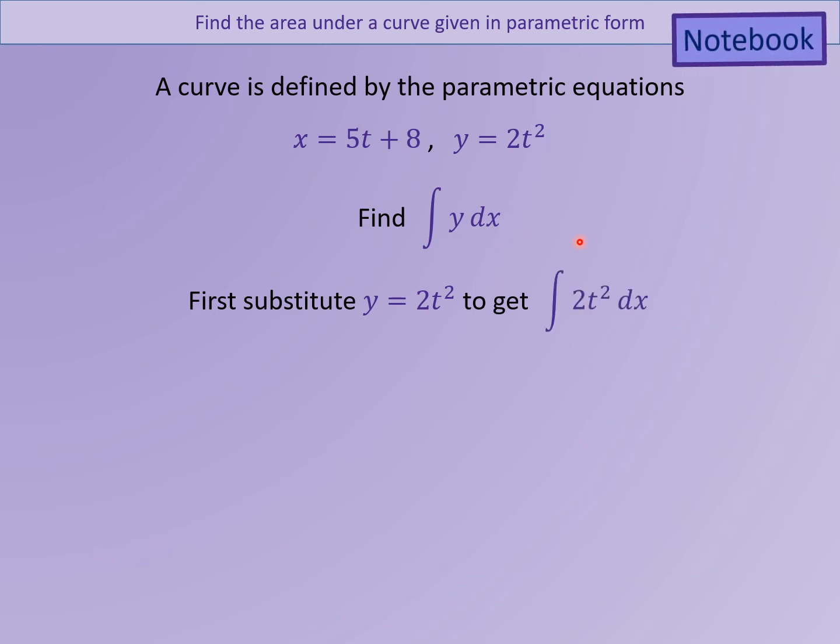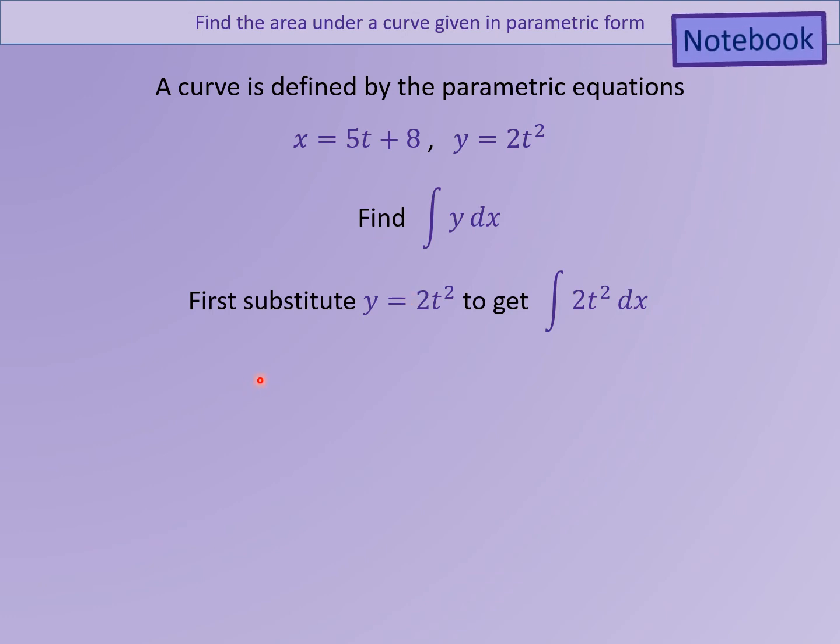Okay, that's correct. But what you can't do is then go on and integrate it, because that's the variable t and that's the variable x. So we can't integrate it just yet. So what we're going to have to do is somehow change this dx to dt. If I can change that dx to dt, then I should be able to work out the integral in terms of t. Now, what's the link between dx and dt?